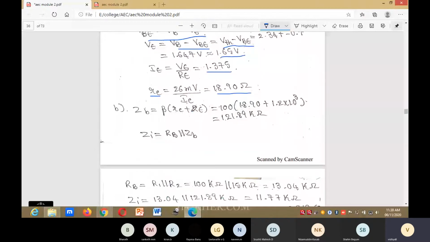Next, ZB. ZB is equal to beta times (re plus capital RE). We know the value of beta and small re and also capital RE. Substitute, you will get 121.89 kilo ohm.